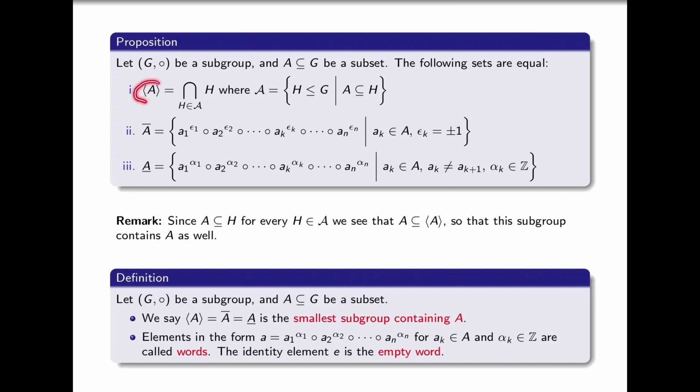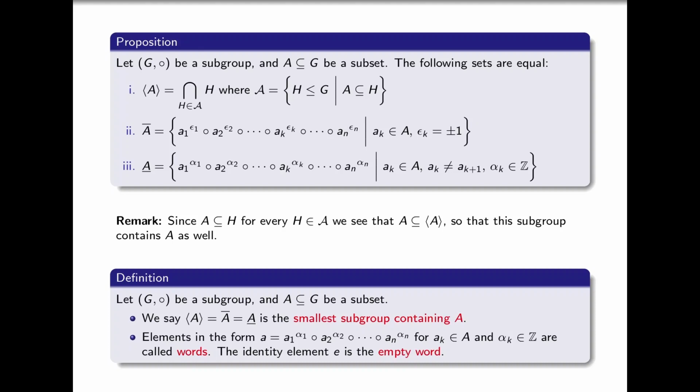If we take the subgroup generated by A, which is, as we just defined, the intersection of the subgroups containing A, then that is going to be equal to the following, which we denote by A bar. This is A1 to the epsilon 1, circle A2 to the epsilon 2, and then we continue to take products with each of the elements, where each of the A sub k's are in A, and the epsilon k's are either plus or minus 1. Similarly, A underscore is A1 to the alpha 1, product with A2 to the alpha 2, and we just continue through AN to the alpha N. As before, the AKs are in A, but now AK does not equal AK plus 1, and the alpha Ks are all integers. You'll have opportunity to tinker around with this proposition as part of the homework.